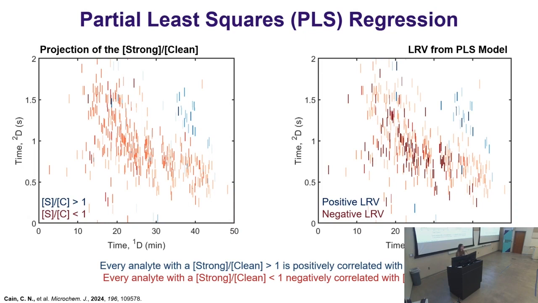So every analyte that had a strong to clean signal ratio greater than 1 was positively correlated with the concentration of IPMP. Meanwhile, every analyte that had a strong to clean signal ratio less than 1, meaning that it was higher in abundance in the clean samples, was negatively correlated with IPMP.